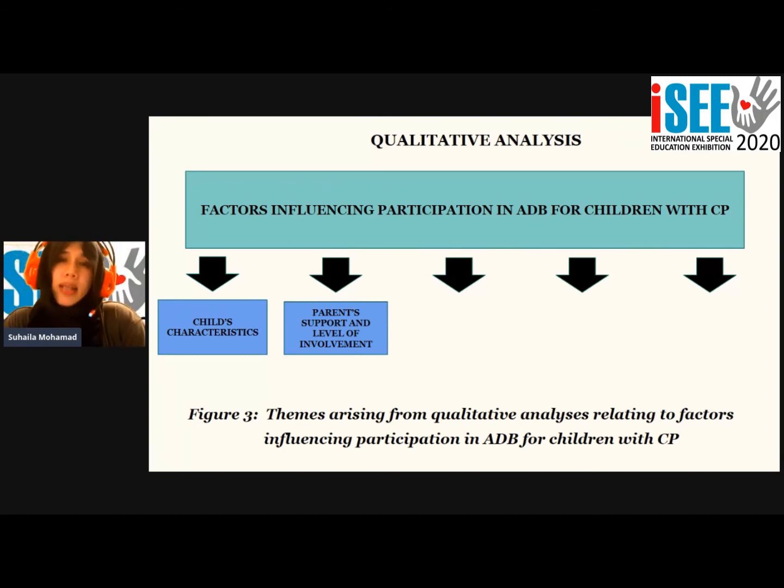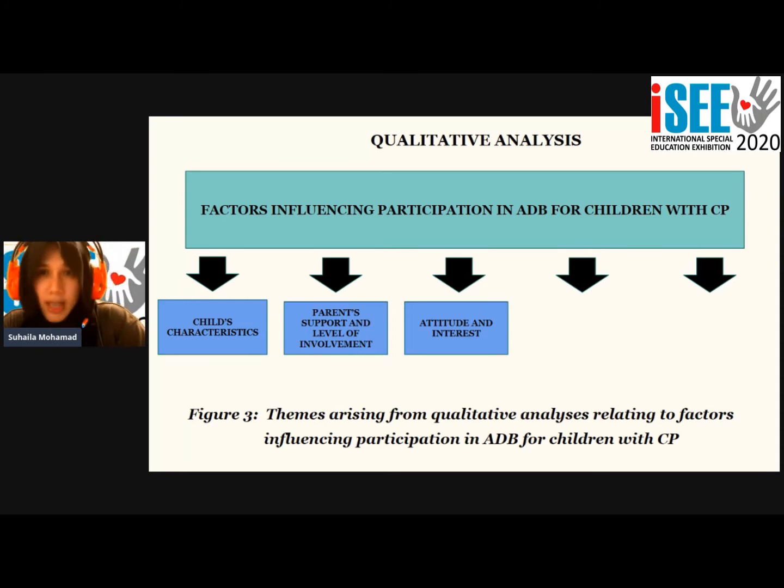Some parents reported they preferred their child to be in an adapted team or program, while others preferred their child to perform in public to increase self-confidence. Attitude and interest. Having a personal interest in or a preference for music, and specifically Dikir Barat, over other activities was seen to be a facilitator to participation.